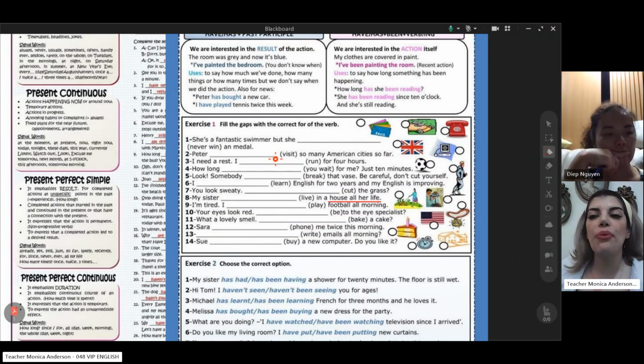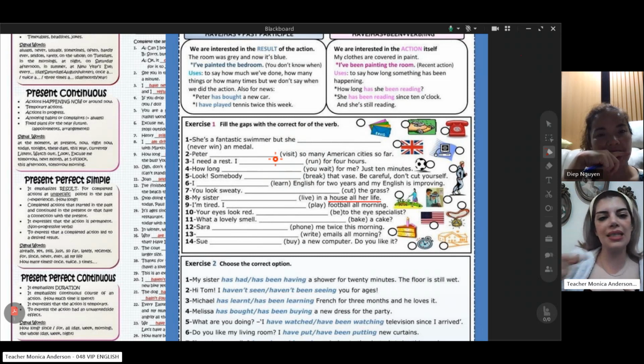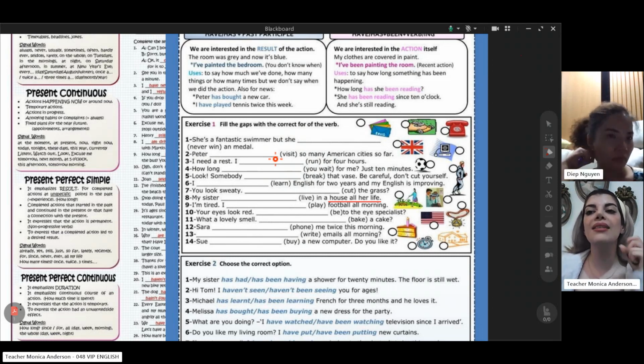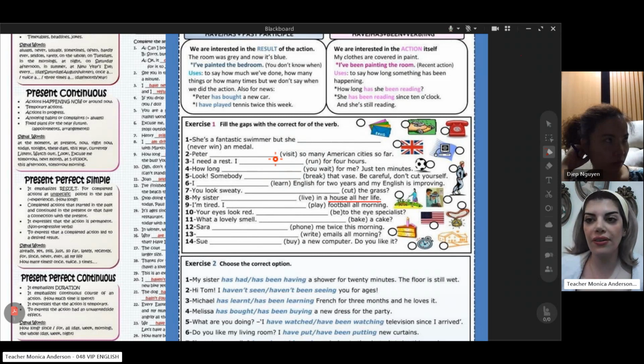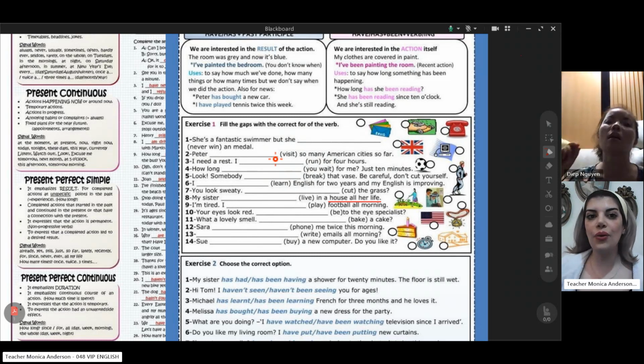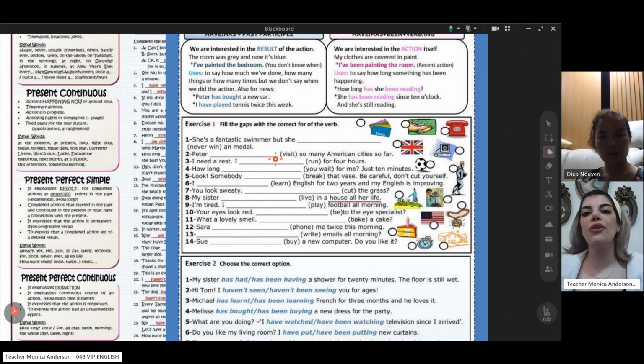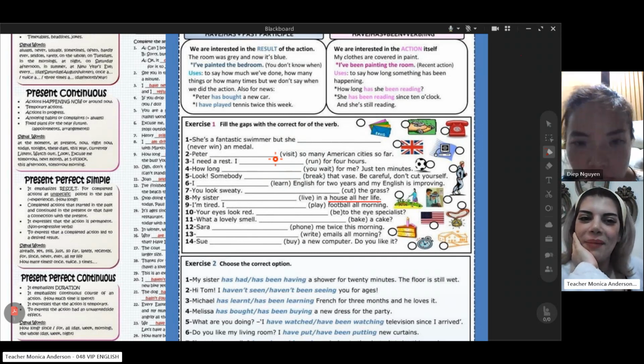When we say something is permanent or temporary, one use is to talk about something that started in the past and continued in the present, but pay attention, that is temporary. It's not forever. When we want to talk about something permanent, all over the time, forever, we use present perfect simple. So this is all her life, present perfect simple.